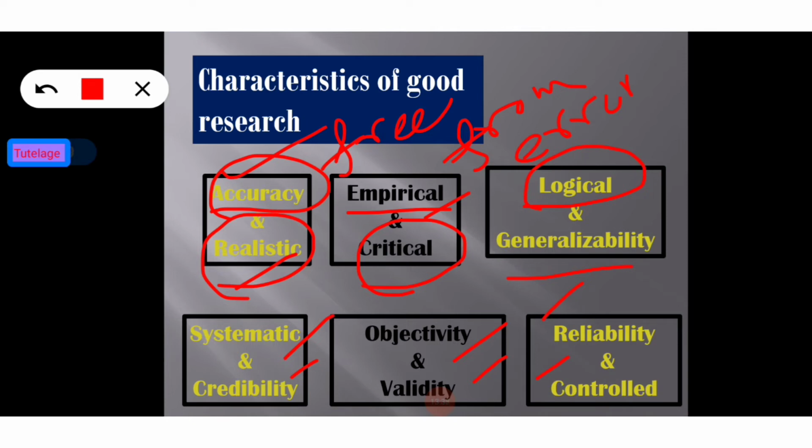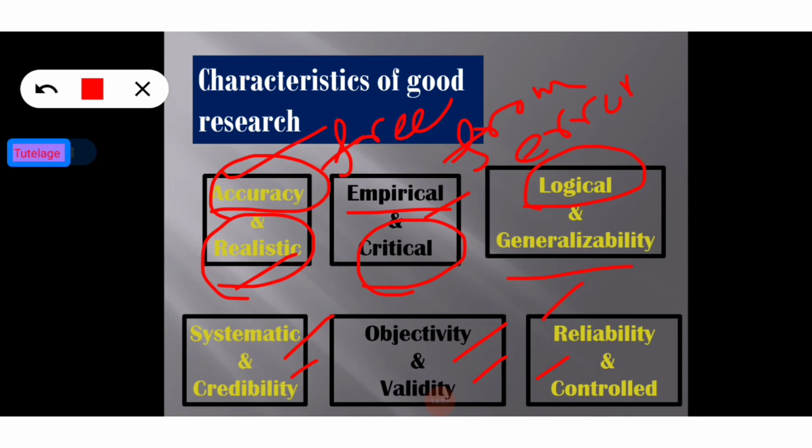So experiments are performed in a controlled manner in social science. Humans are studied, so it is not possible to isolate them from society to study their behaviors. We have already said that social science experiments are performed in an open environment, open field. So that's why a controlled manner is impossible. Clear? So I think the characteristics of good research are clear to everyone. Research should be accurate, realistic, systematic, empirical, critical, valid, controlled, reliable, logical, and generalizable.